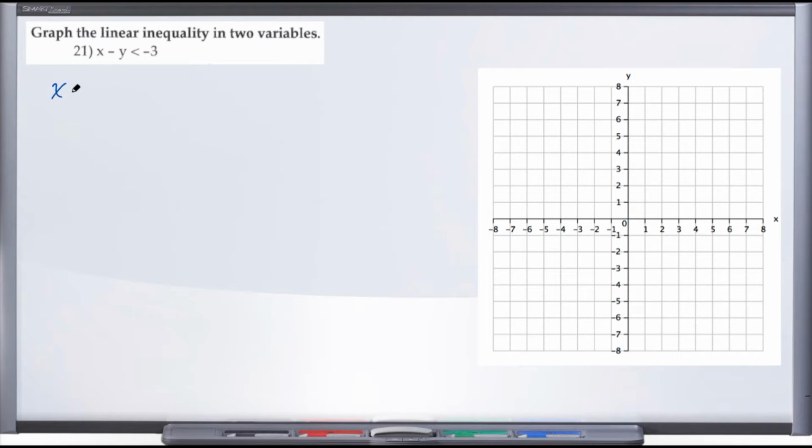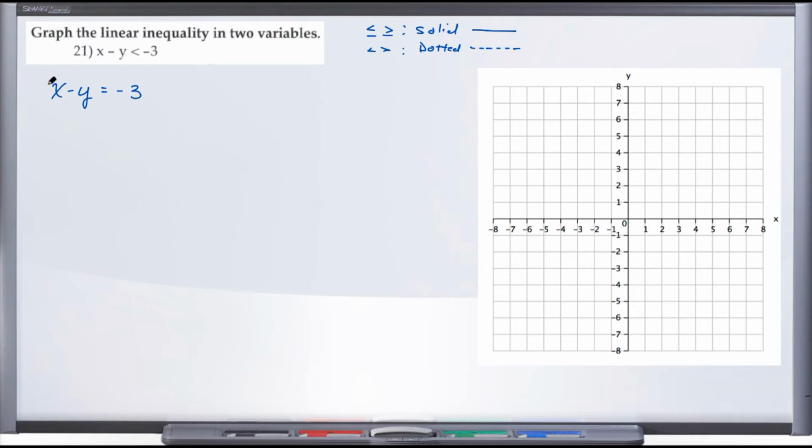And so we're going to pretend this says x minus y equals -3, just for the purposes of getting a line on our grid here. And again, we don't want to forget that if it is less than or equal to or greater than or equal to, we're using a solid line. If it's greater than or less than without that equals, we're using a dotted line. And so in this case, because this is a less than, we're going to be using a dotted line.